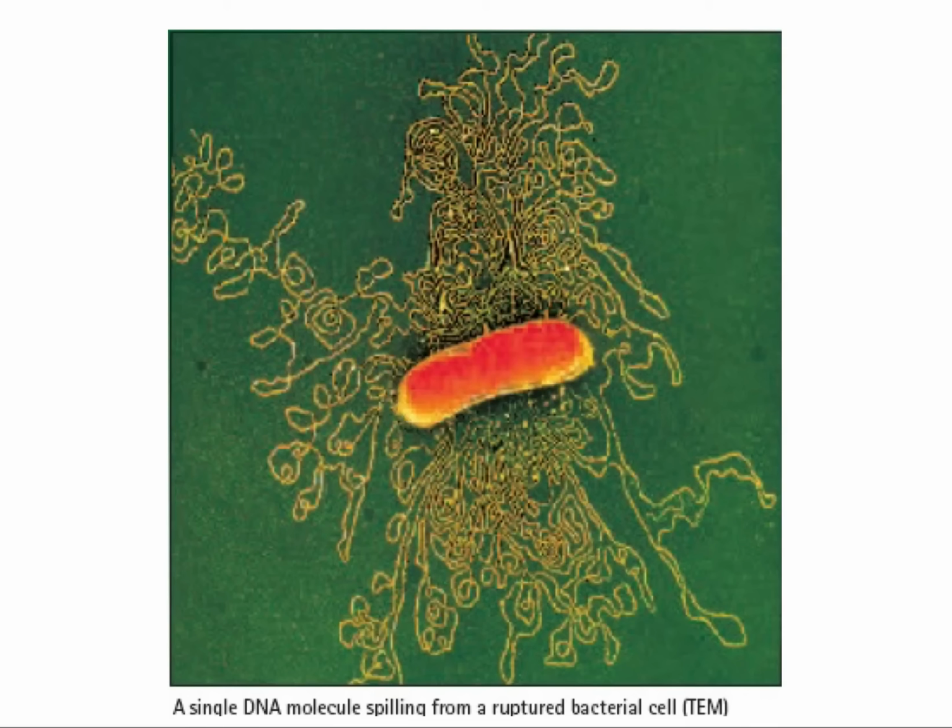If we take a look at this picture, you can look at this strand that's coming out of this cell. This is a single DNA molecule spilled out from a ruptured bacterium cell. And you can see that this is just like a line, and it's a very long line. This is similar for all cells. And this is a bacterial cell; if we look at human cells, the DNA is almost 3 meters in length, which is approximately 10 feet.